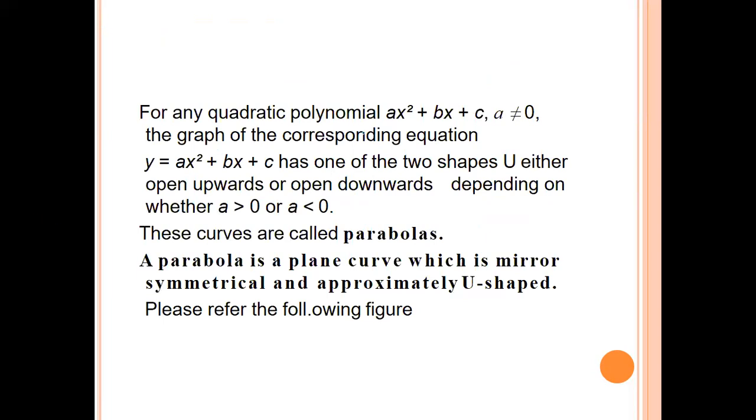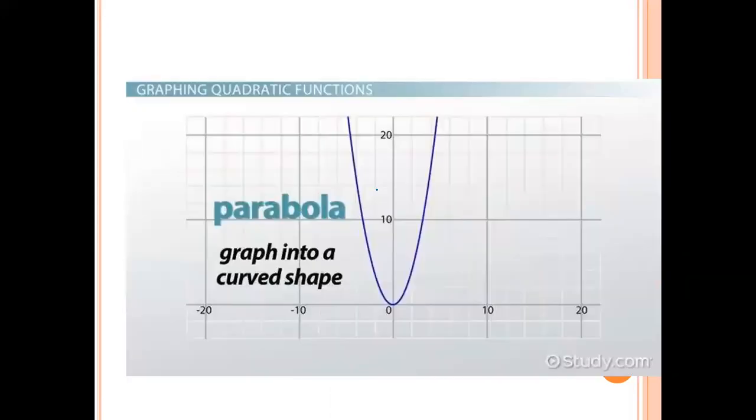For any quadratic polynomial ax² + bx + c, a is not equal to 0, the graph of the corresponding equation y = ax² + bx + c has one of two shapes. It either opens upwards or opens downwards depending on whether a is greater than 0 or a is less than 0. These curves are called parabolas. A parabola is a plane curve which is mirror symmetrical and approximately U-shaped. You can see in this figure these are the parabolas.